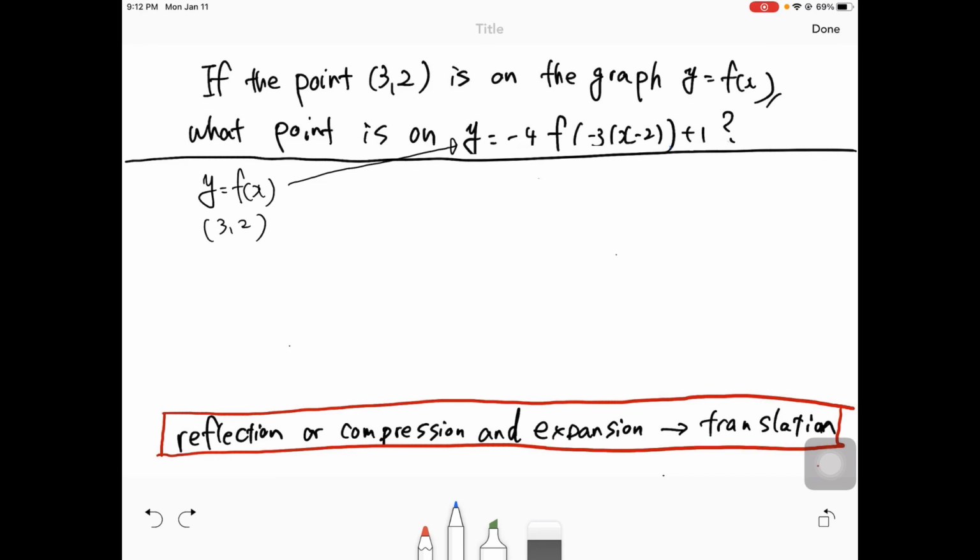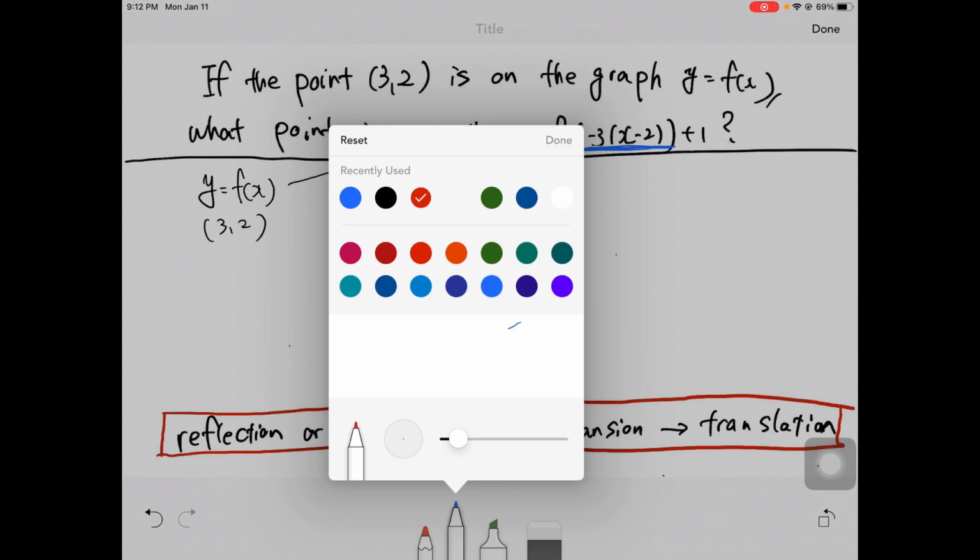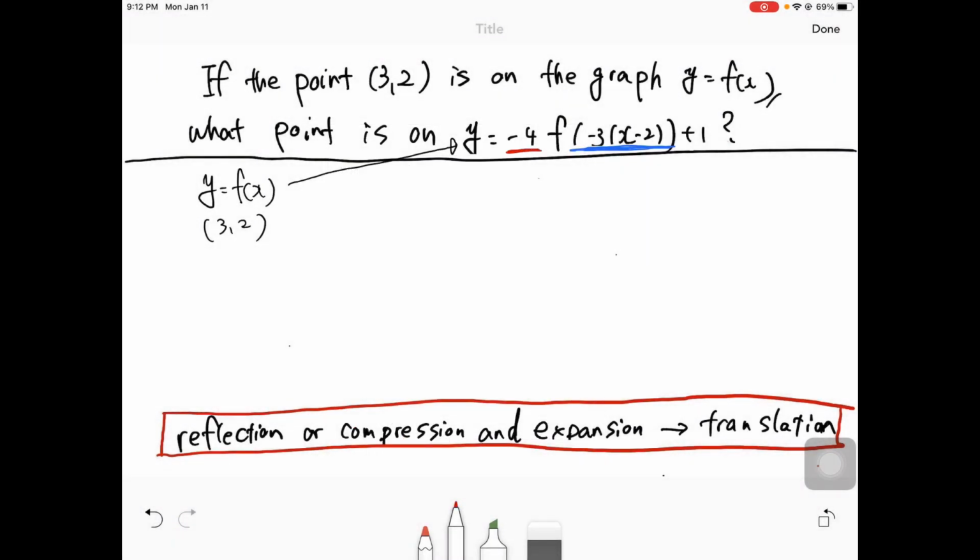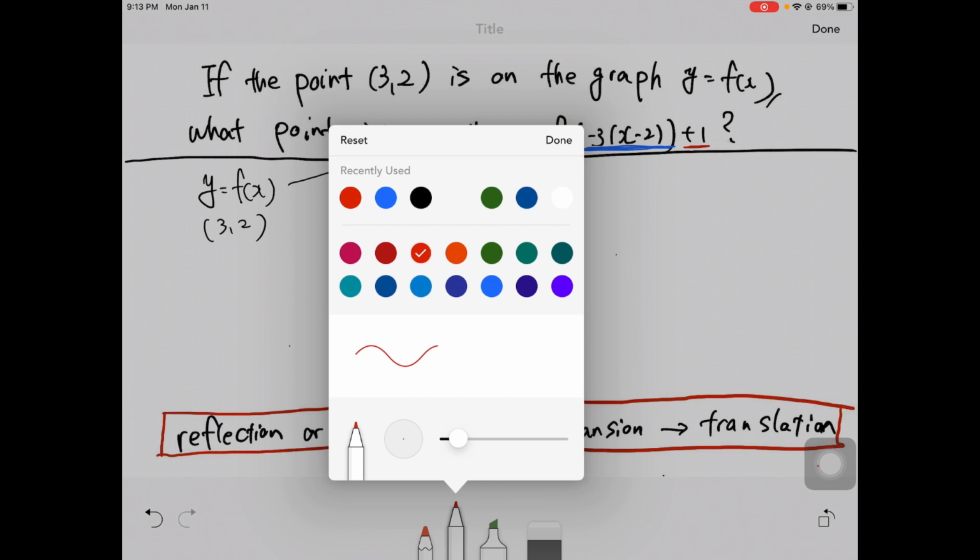So let me start with horizontal transformations. Any changes made inside the bracket relate to horizontal transformations. Sorry, the changes made out here relate to vertical transformations. But you can start from either the horizontal translation or the vertical translation.